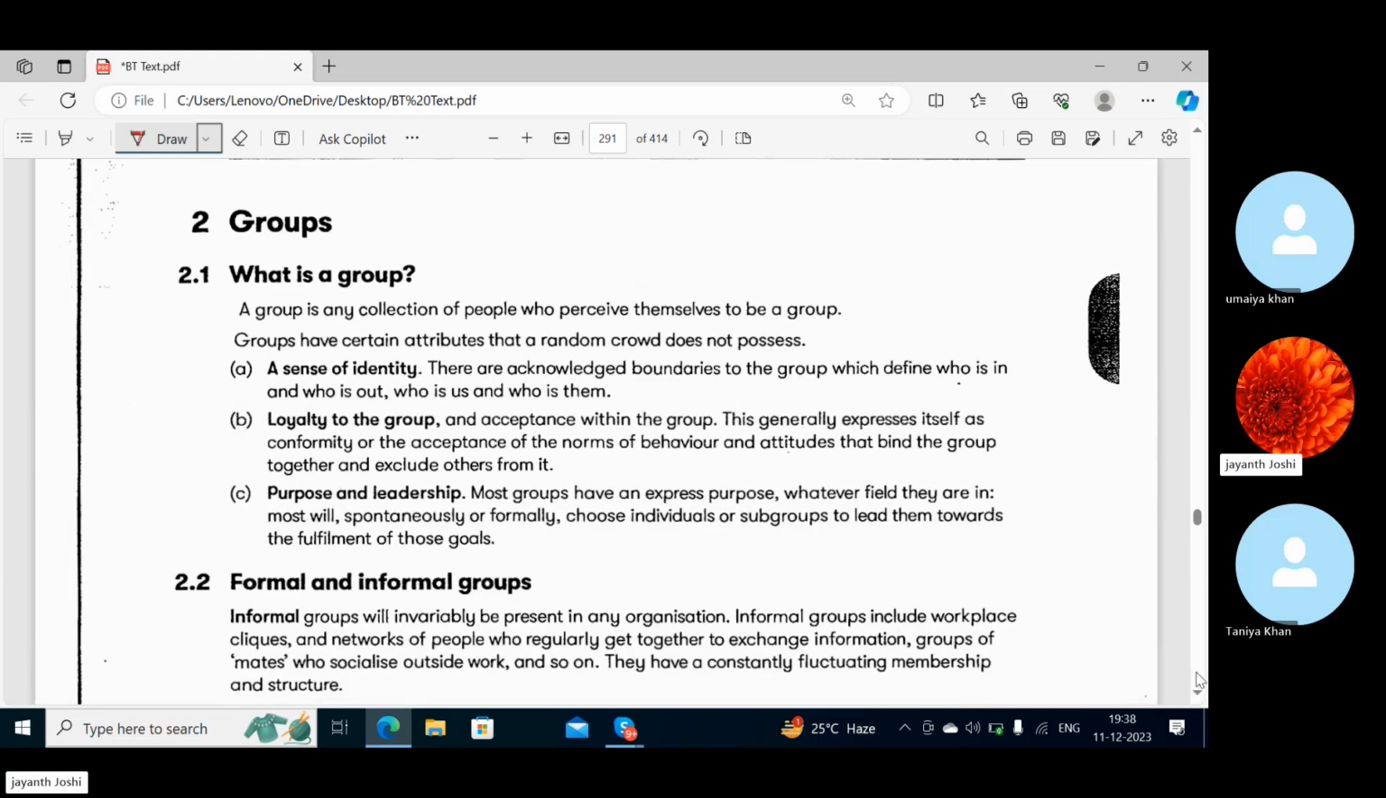Groups. What is a group? A group is any collection of people who perceive themselves to be a group. That means the perception should be there that the group has been formed and they want to be in that group, right?